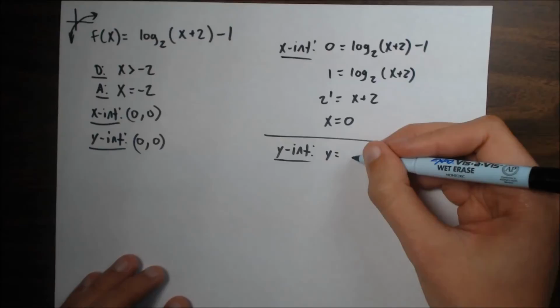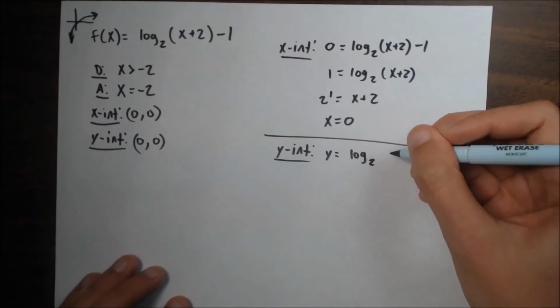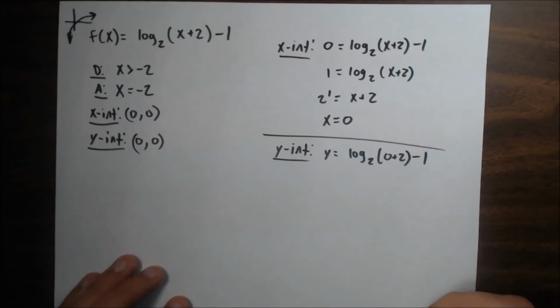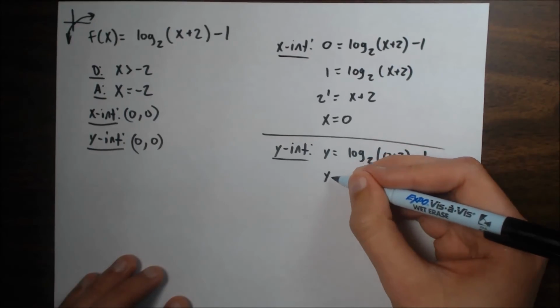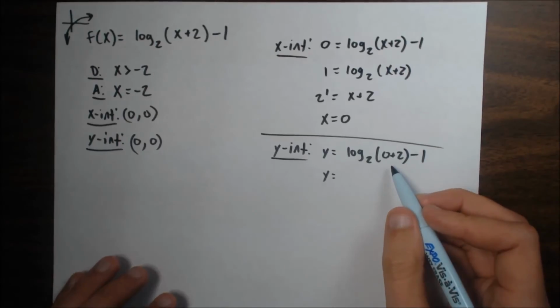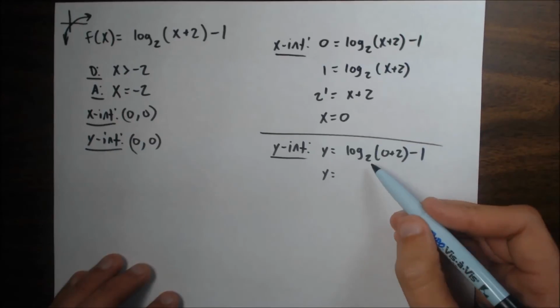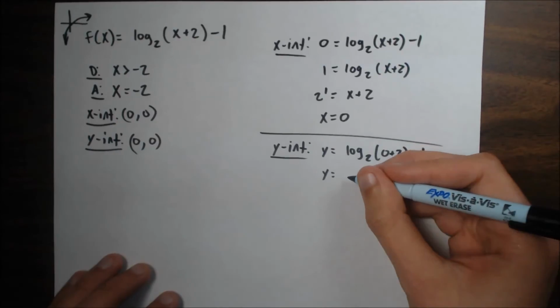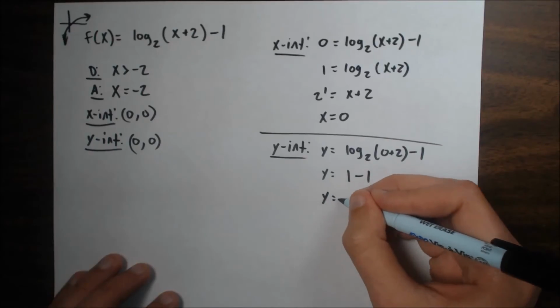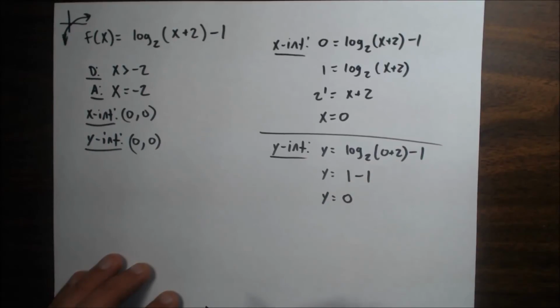All right, so for the y-intercept, we're going to plug in 0 for x. So I'm going to say y equals log base 2 of (0 plus 2) minus 1. Okay, so y equals, now what power of 2 gives me 2? This one you can actually calculate just using some reasoning. What power of 2 gives me 2? The answer is 1, minus 1, which is 0. So that one also worked out very nicely.